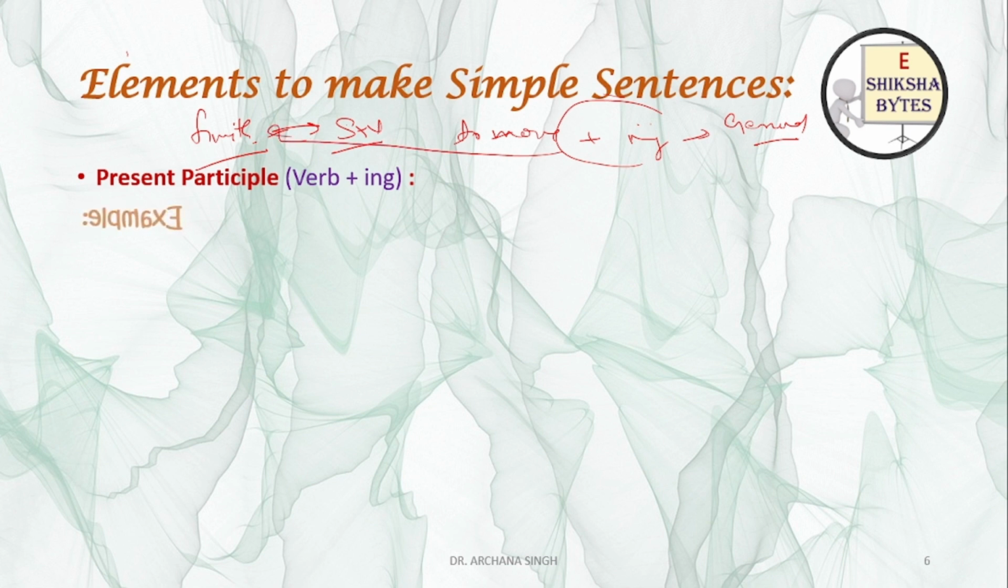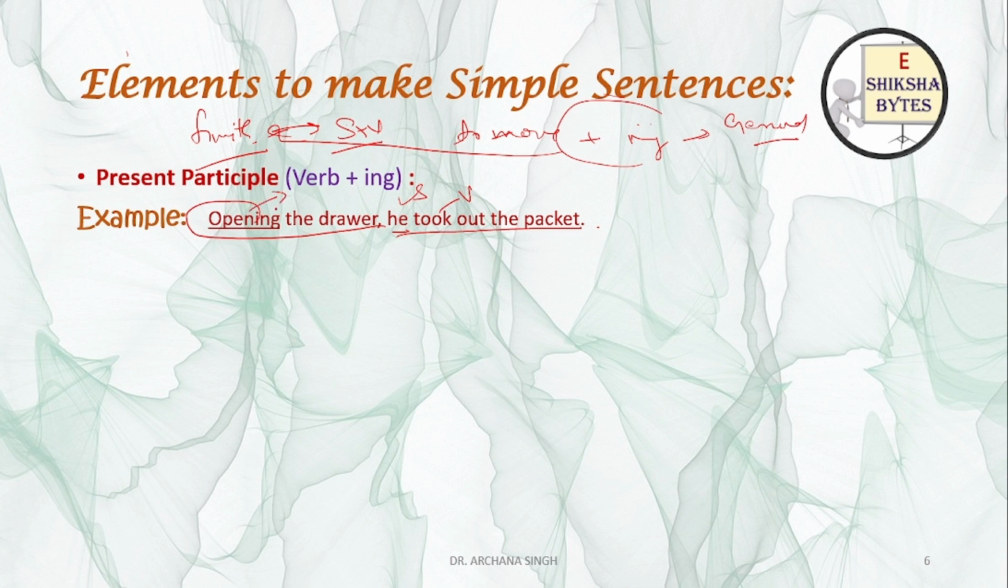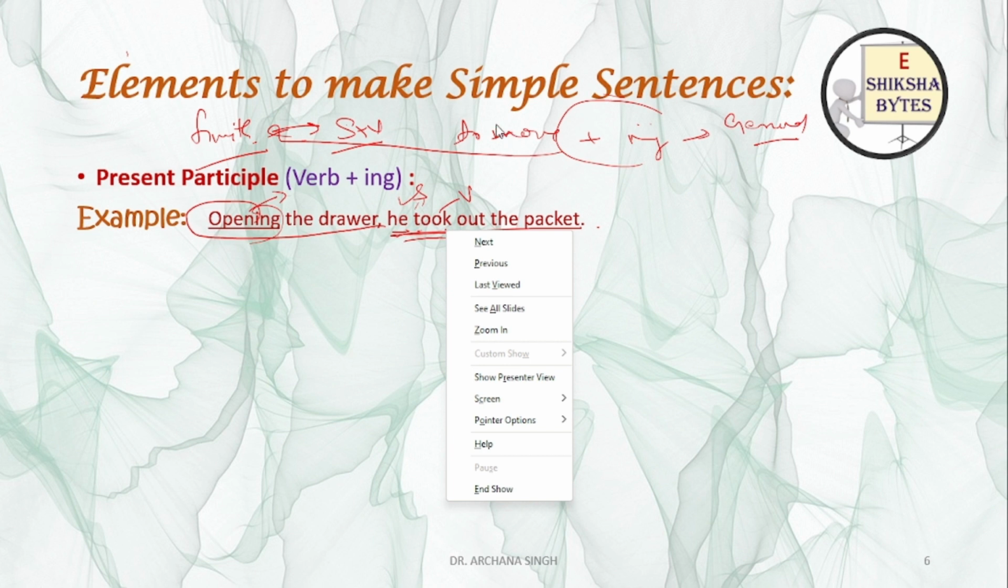So first sentence, let's study the example. Opening the drawer, he took out the packet. He is your subject, took is your verb. This is your phrase. Don't get confused that "opening" is your verb. No, this is the subject-verb combination. So you have only one subject, one verb combination. So it is your simple sentence.